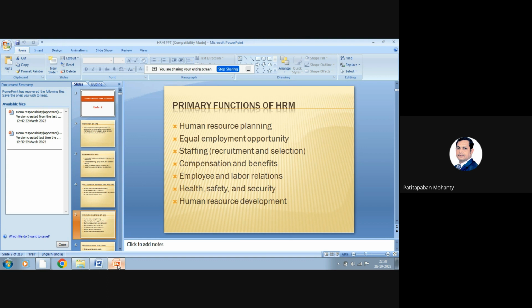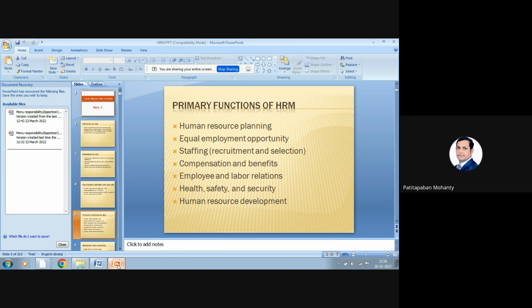When you talk about HRM, it is a very complex process. It is a broad umbrella, and all organizations come under this HRM, because without HRM, your organization looks very, very incomplete, very void actually. Without these functions, the organization cannot run.